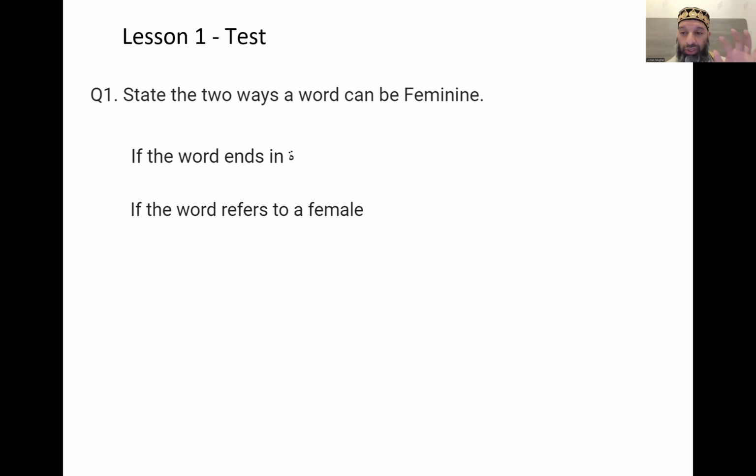So lesson 2 is in your booklet. All the lessons are in your booklet. You just have to go to, I think it's page 18, and you're going to see your lesson 2.